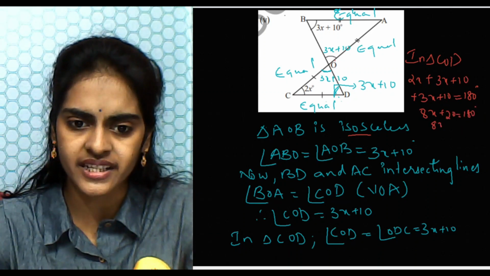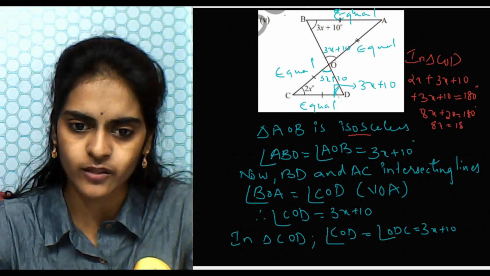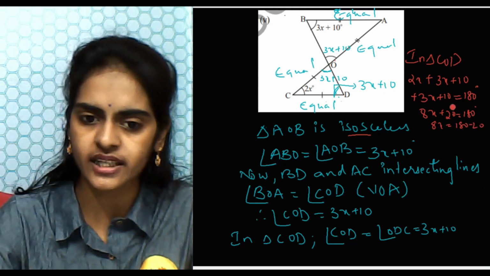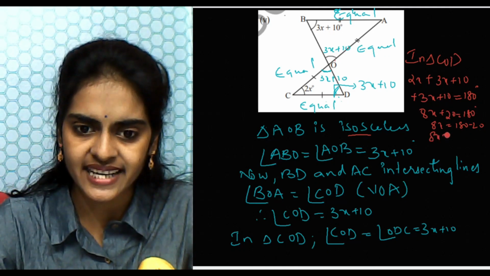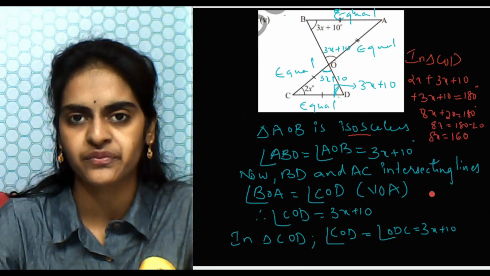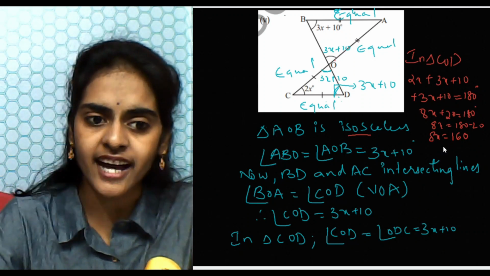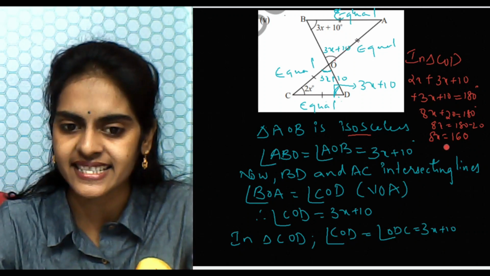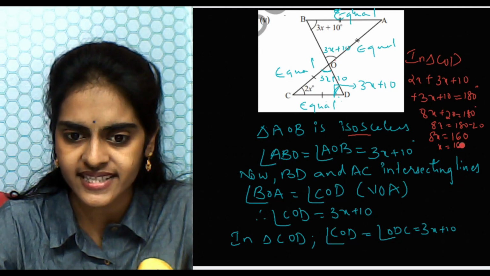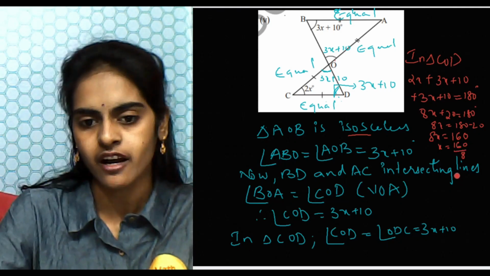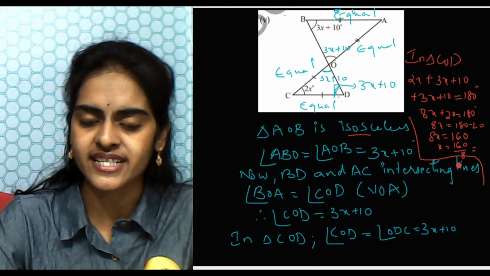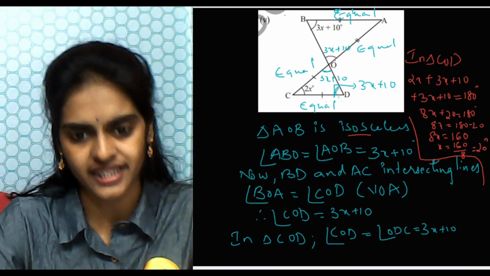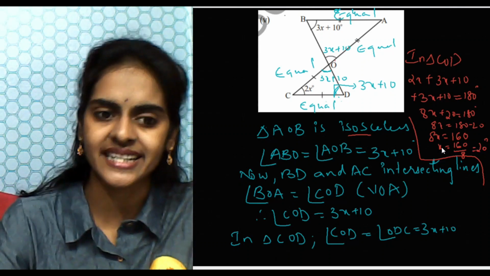So from this, what is 8x? 8x is nothing but 180 minus 20. This plus 20, I am sending it also, it is minus 20. So 8x is 160. I want the value of x, so how will I get x? x is equal to 160 divided by 8. 160 divided by 8 is nothing but 20. So x is 20 degrees.